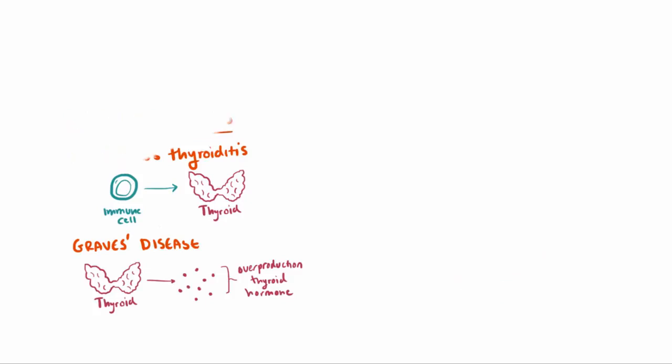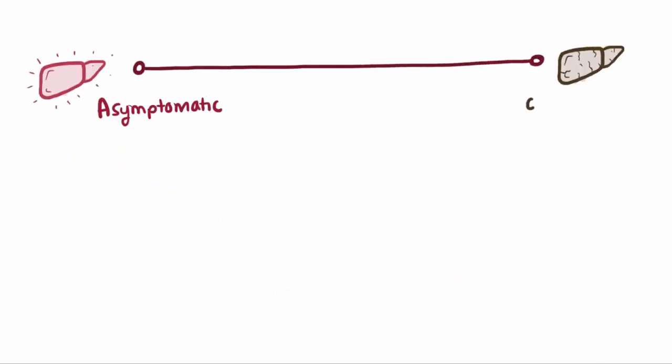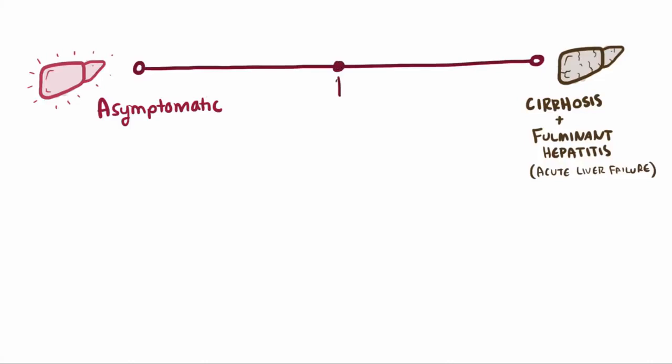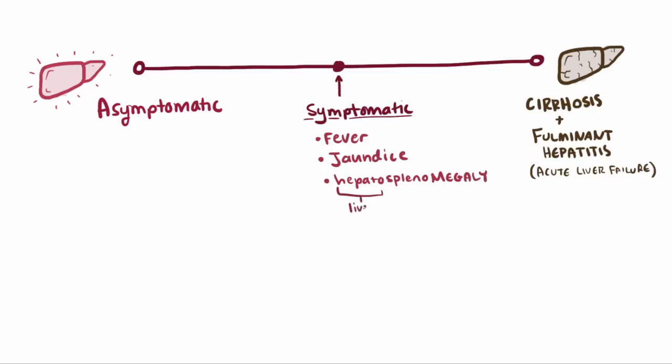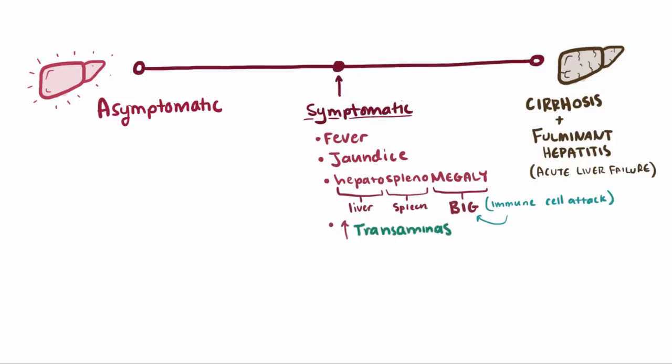Clinically, autoimmune hepatitis patients can sit anywhere on a spectrum from completely asymptomatic to cirrhosis and fulminant hepatitis, also known as acute liver failure. Or they might be somewhere in between with debilitating symptoms like fever, jaundice, and hepatosplenomegaly, a condition where both the spleen and the liver are way larger than their normal size, probably caused by inflammation due to immune cell attack. Also, for symptomatic patients, there'll be this increase in blood transaminases.